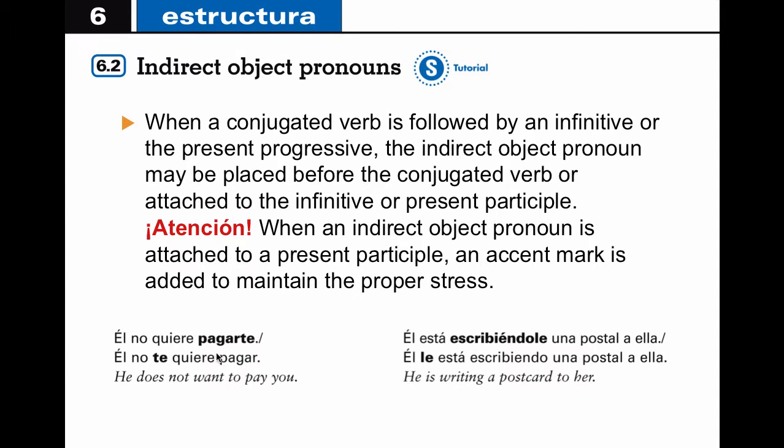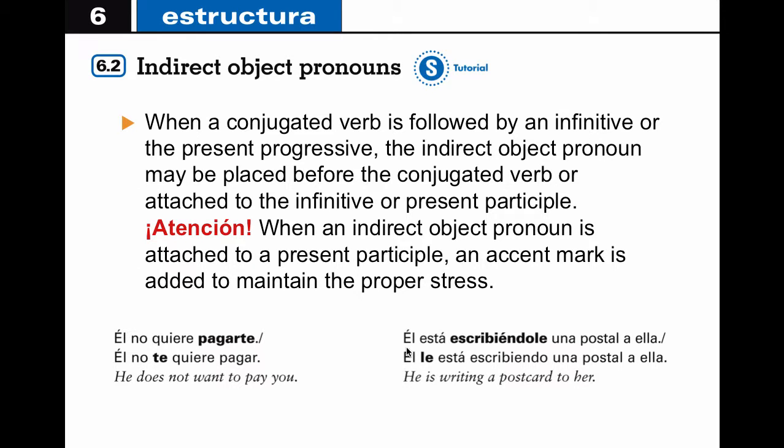Él no quiere pagarte. Él no te quiere pagar. So we're just seeing here that we can either put our indirect object te attached to the unconjugated verb, the infinitive of the verb, or we can simply take it and put it before the conjugated verb.